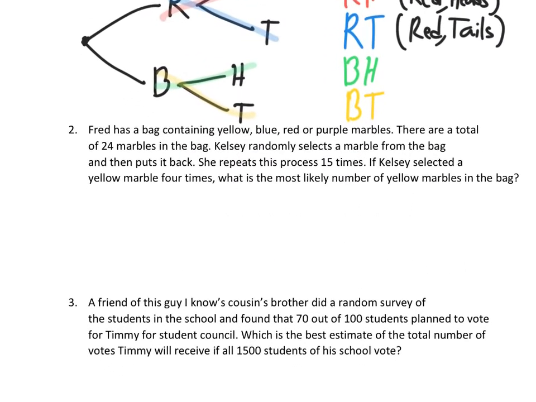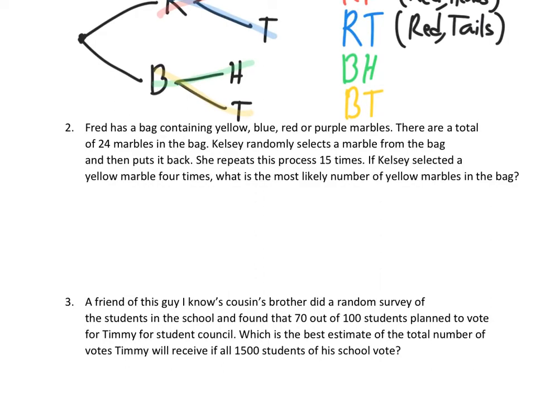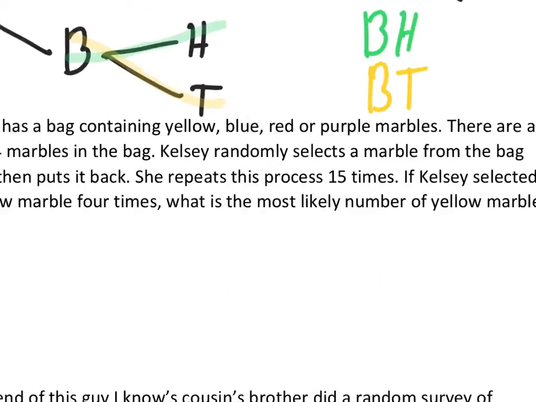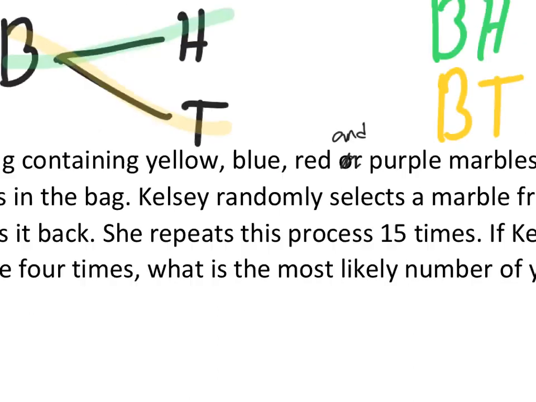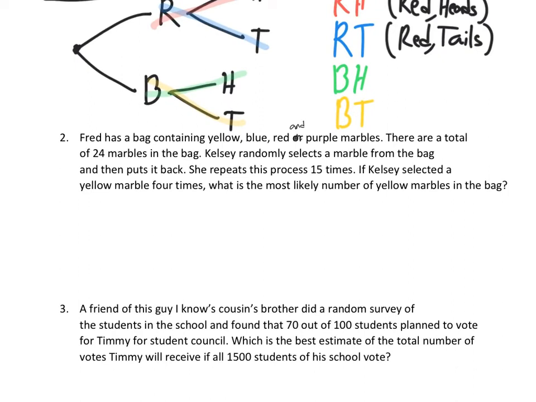Looking at number 2, Fred has a bag containing yellow, blue, red, or purple marbles. That's kind of weird. It should be and purple marbles. If the grammar is going to bug you there, change that up for an and. There are a total of 24 marbles in the bag. Kelsey randomly selects a marble from the bag and then puts it back. She repeats this process 15 times. If Kelsey selected a yellow marble 4 times, what is the most likely number of yellow marbles in the bag?